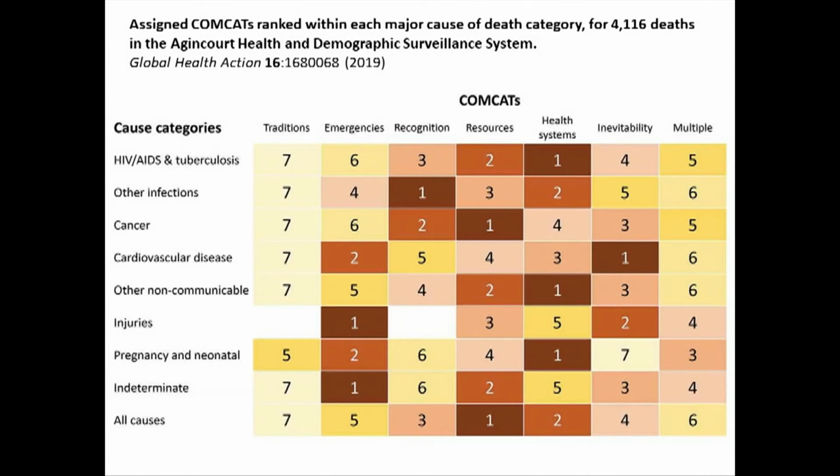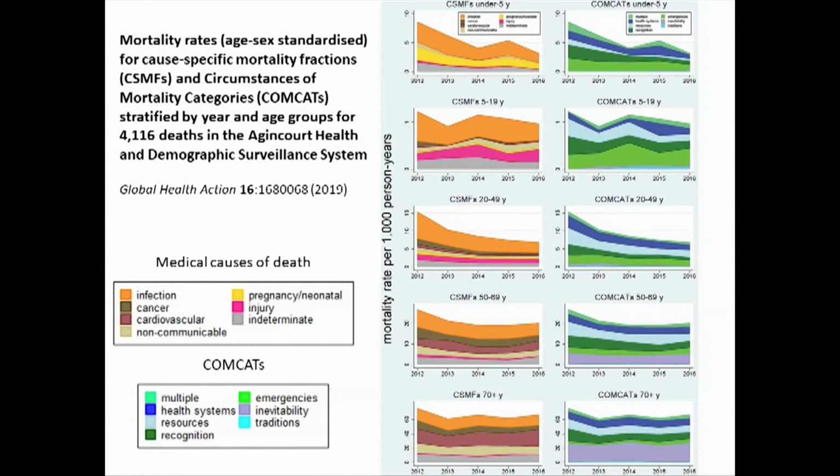So we model these mathematically in exactly the same way as we model the medical causes. And you can see here the ranks of which of the COMCATs relate to which of the causes. So for HIV and TB, the thing that contributes most to most deaths is health systems not actually managing cases well enough. So, failure of TB treatment or drugs run out or whatever. For other kinds of infections, the top ranked item is recognition. People recognizing that they actually have a serious problem that needs dealing with. For cancer, it can often be resources because you have a lot of clinic visits and so on, and that can be difficult.